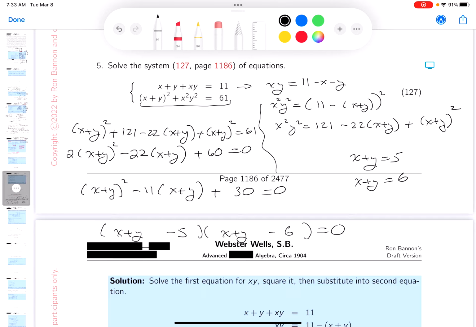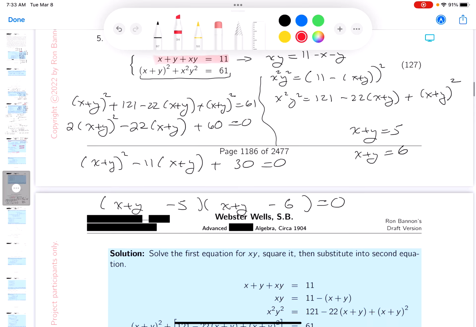So I'm going to look at one of them, and I'm going to look at this one here. And I see x plus y, and that's equal to 5. I'm going to do this one first. And let me write that down for you. So x plus y is 5. Again, we're doing this one first. And then I get x times y. Well, I'm going to write it as x times, this is what y is, by the way, 5 minus x. And that equals 11. All right?